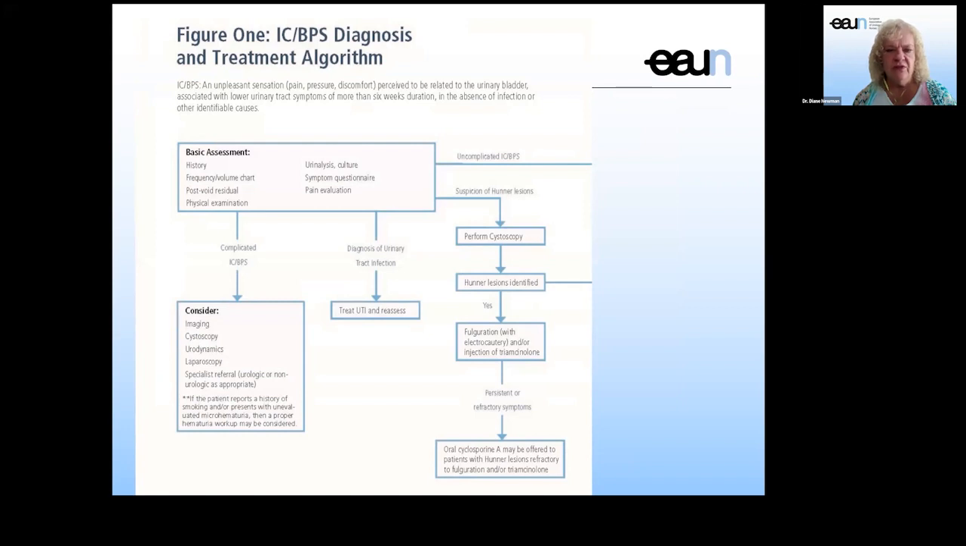History, a frequency volume chart to determine how frequent that patient is voiding, because that is a significant symptom that we see with IC bladder pain syndrome. And then as far as only going on to more complex diagnostic tests, if we cannot, after treatment, which is, we just saw here a nice presentation on neuromodulation.